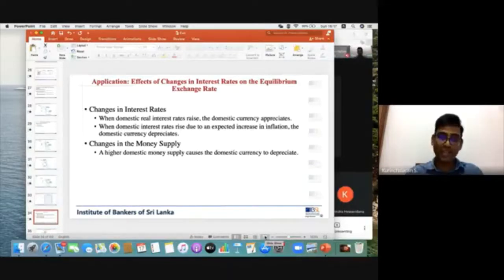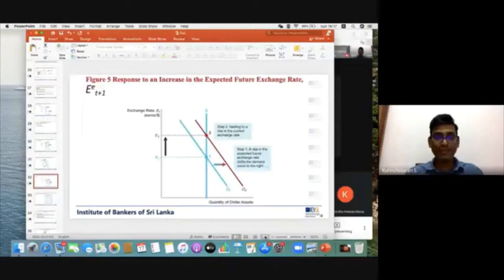Okay, in this graph, if you see, now money supply, just I tell you, don't get confused.